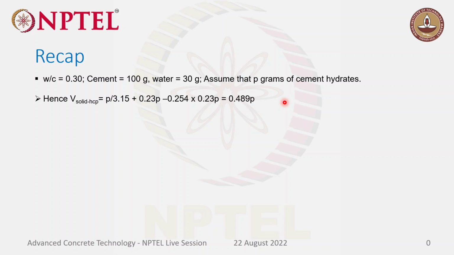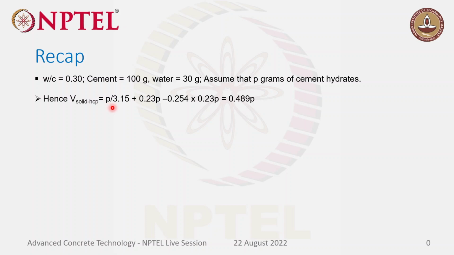First we'll see how to calculate the solid hydration product, which is explained in the NPTEL video. We assume only p grams of cement hydrates because sufficient water is not there. We need at least 42 grams of water for complete hydration to happen. So to calculate the solid hydration products, we assume that only p grams of cement hydrates, and we convert the grams into volume.